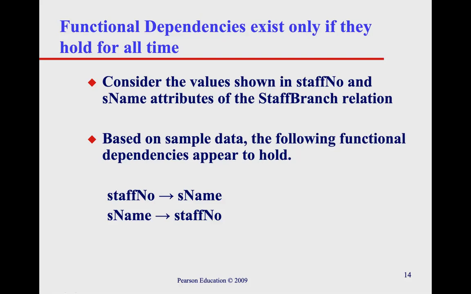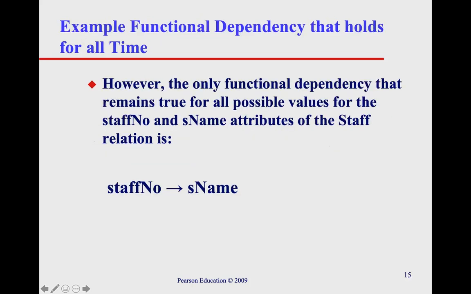So you can't just use your sample data to derive your functional dependencies. You can use the sample data to form a hypothesis about your functional dependencies, but then you need to verify that by talking to people in the company, or just by thinking a little more deeply about it and saying something like, well, is it possible that we could hire two people with the same name, and realize that the answer is yes, you could. And therefore, this is not a true functional dependency. So the only one that really holds for all time is this one: staff number determines staff name.